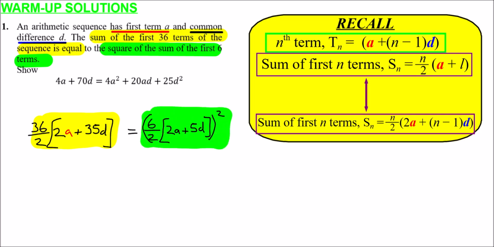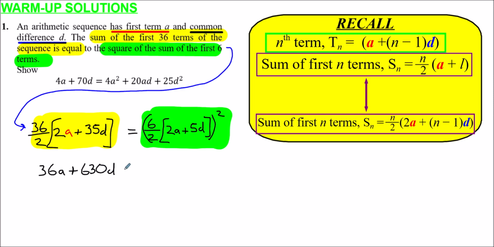So our next job is now to neaten this up and then end up hopefully with this here. So 36 over 2 is obviously 18. So 18 times 2a, that gives 36a. 18 times 35, use your calculator if you want to, and I definitely suggest it, that gives 630. So 36a plus 630d. Now here, we're going to have 6 over 2, which is 3, square that, which is 9.